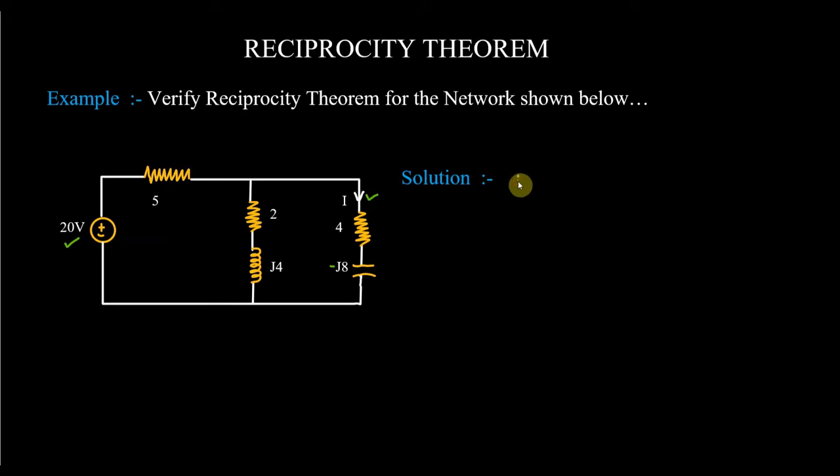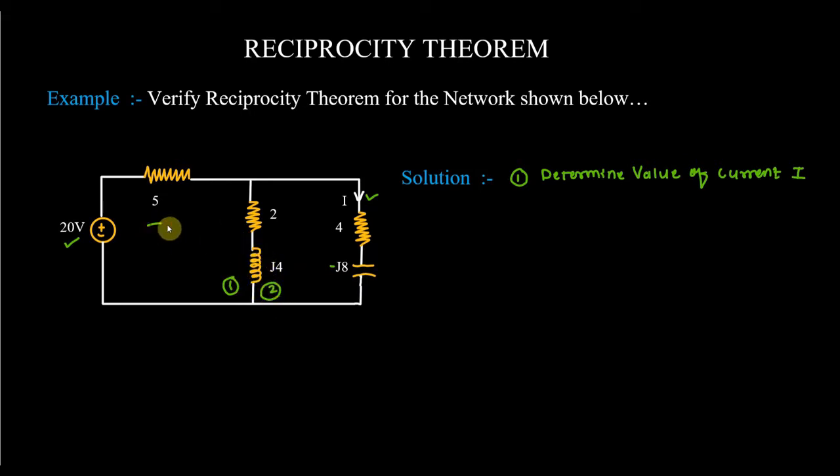What is our first step? The first step is to determine the value of current I. This current I is already shown in the diagram. How do we calculate this current I? We will calculate it with the help of mesh analysis. You can see that here we have two meshes, so I will mark this as mesh number 1 and this as mesh number 2.